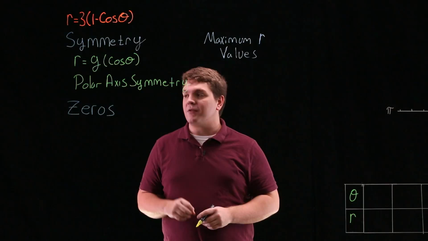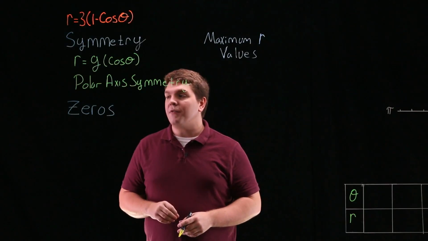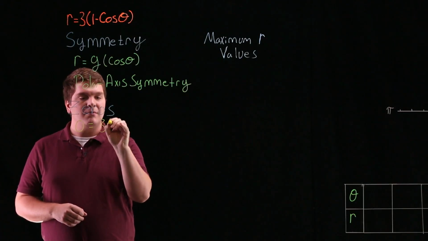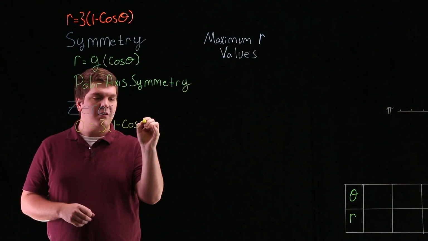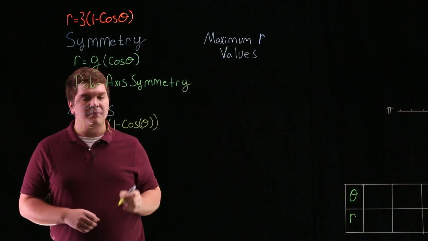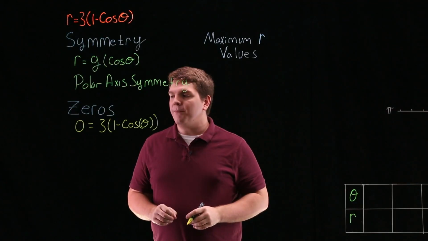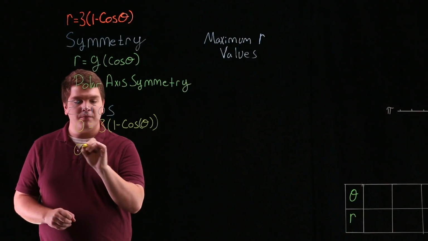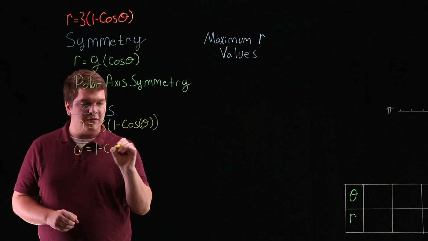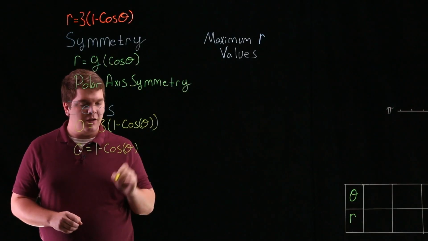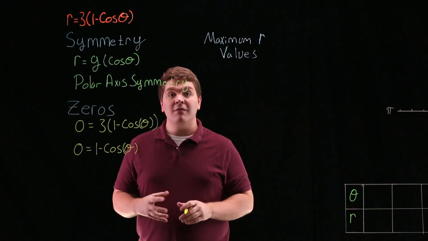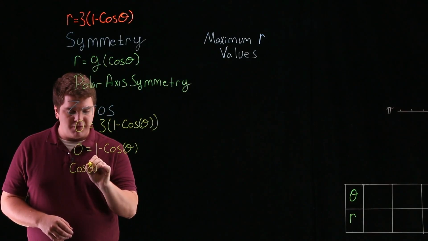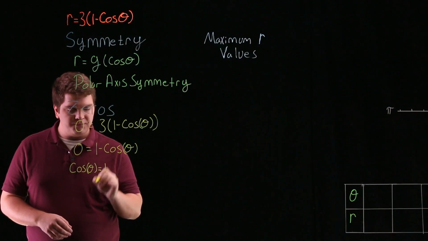The next thing we would like to concern ourselves with is the zeros of r. In order to find the zeros of r, we want to solve the equation 0 equals 3 times 1 minus cosine of theta. We can start by dividing both sides of this equation by 3. That leaves us with 0 is equal to 1 minus cosine of theta. Here we can add cosine of theta to both sides, so we have cosine of theta equals 1.